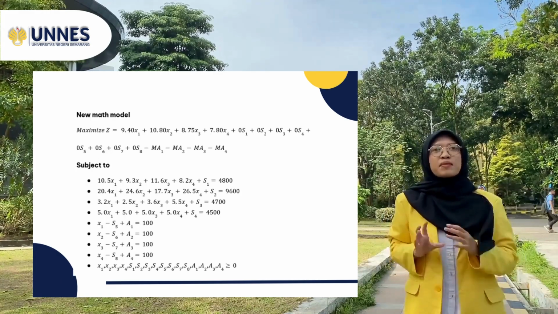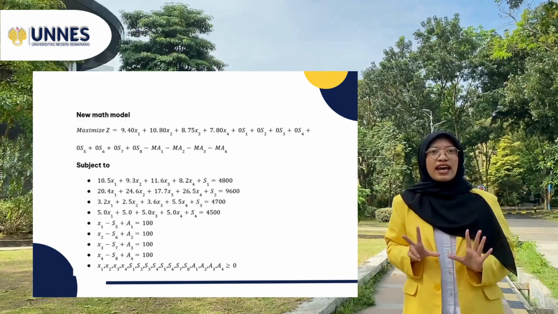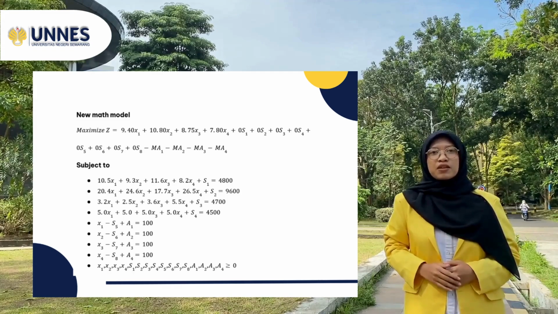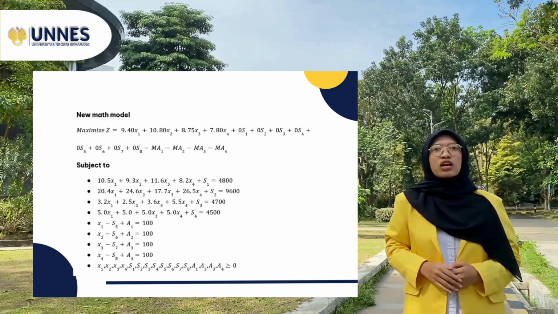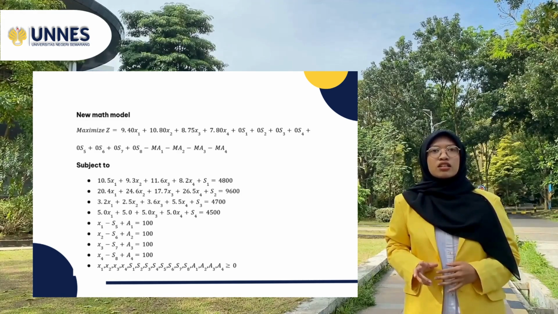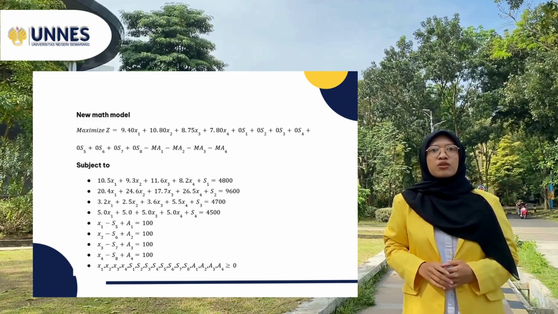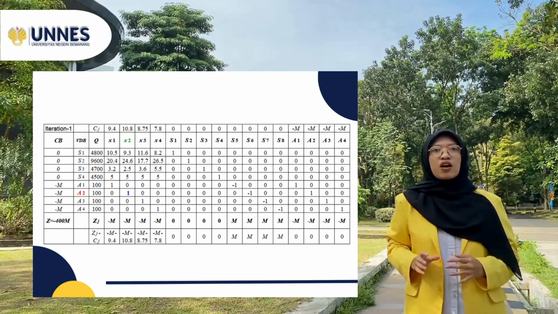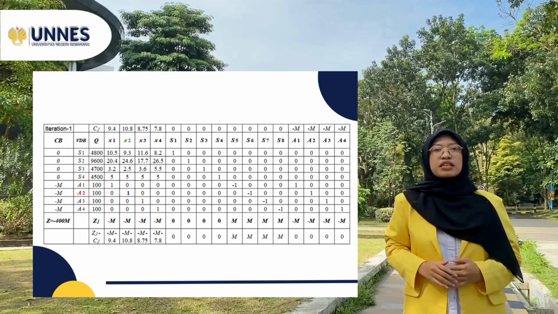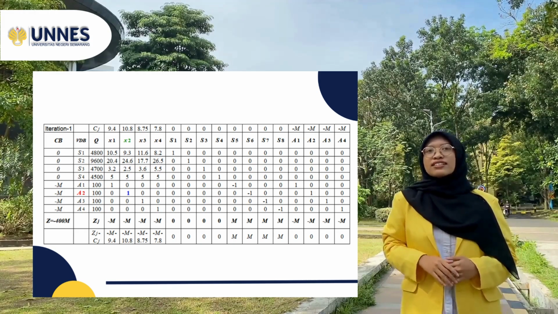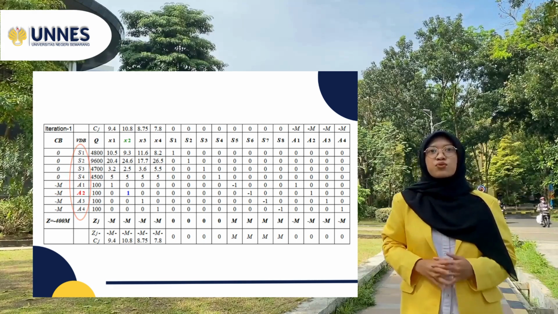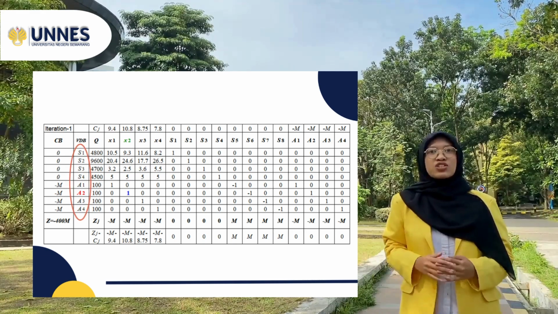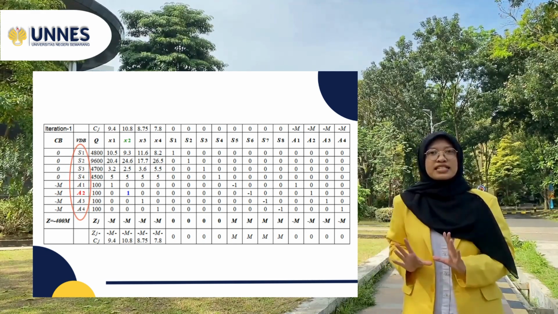So we have a new mathematical model with slack variables and also 4 dummy variables. And we also have 8 constraints, and we also want to make the table of the mathematical model. Okay, in the first iteration, we have S1, S2, S3, S4, A1, A2, A3, and A4 as the basic variables in the table.